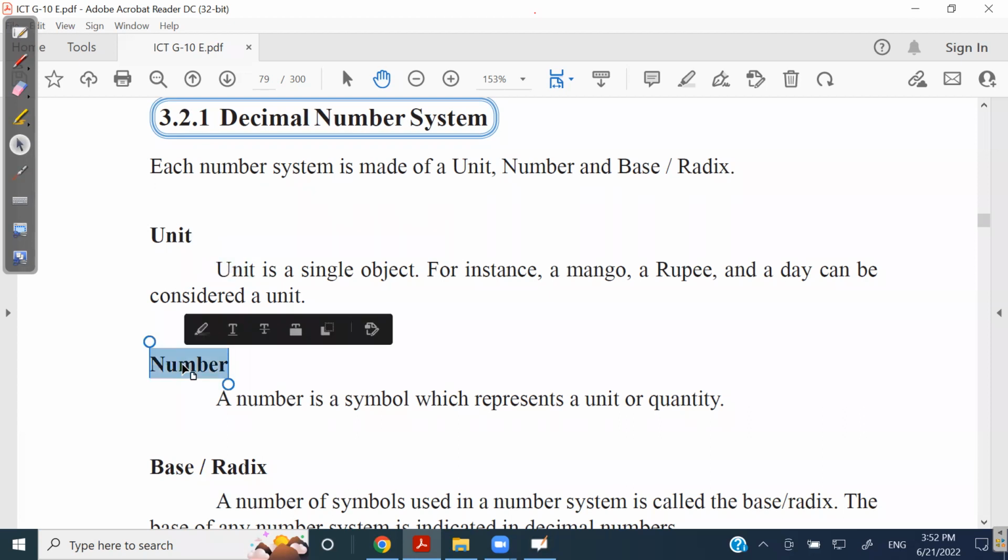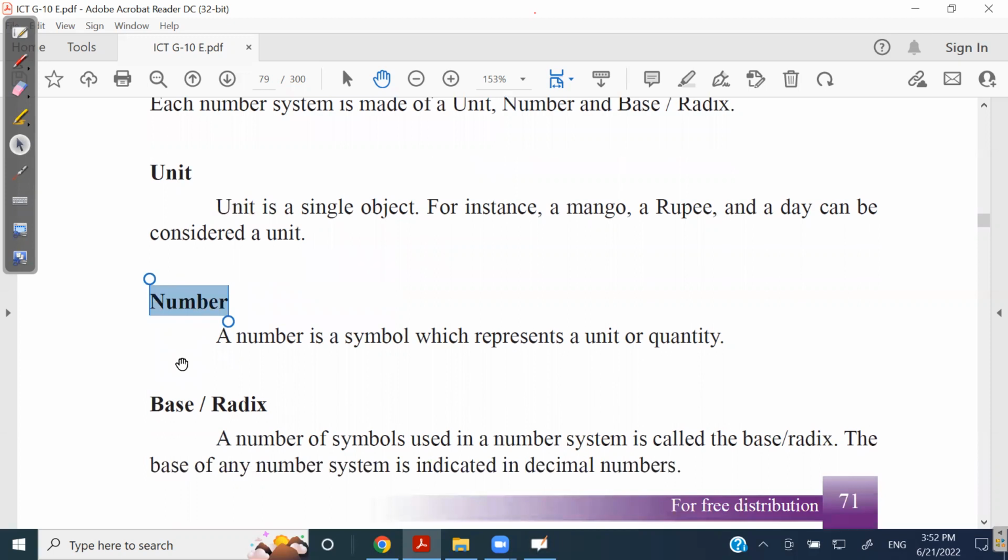And there will be number. A number is a symbol which represents a unit or a quantity. We can use the numbers to represent those units. So to represent 1 unit, we use 1. To represent 2 units, we use 2, likewise. And the base, the radix, is talking about the identification of the number system.